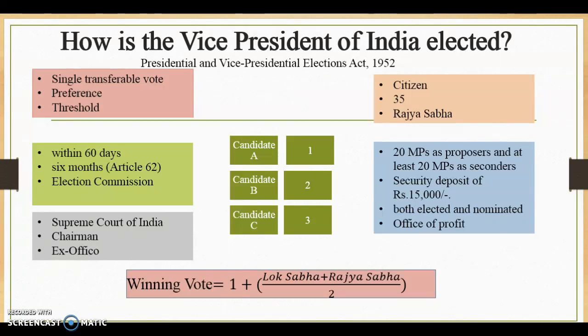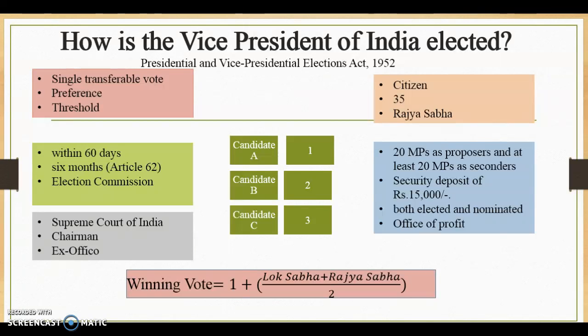So now the second preference of the voter will be counted. If he has given second preference to candidate A, then his vote will be added to candidate A. If he has given second preference to candidate B, then his vote will be added to candidate B. After adding this, we again calculate the winning vote. If a candidate gets the winning vote, then he is declared elected. Otherwise, the same process will continue till a candidate gets a clear majority, that is, the total number of Parliament members divided by 2 plus 1.